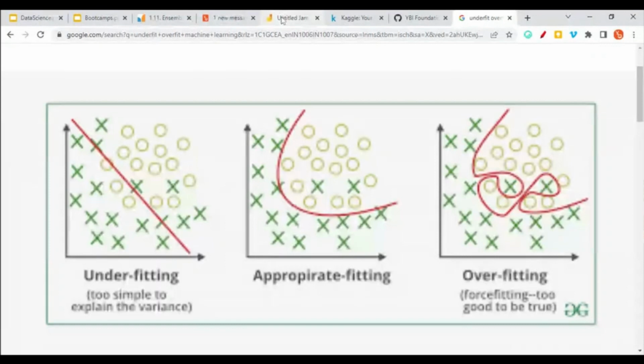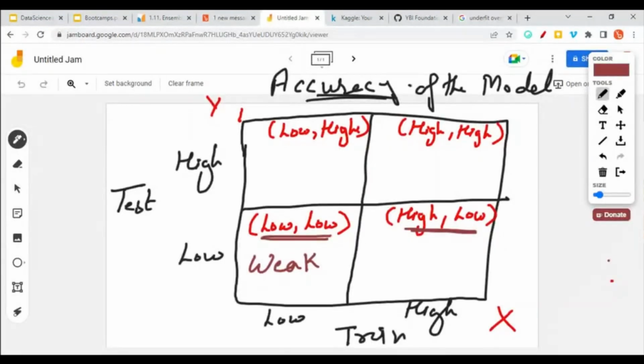So I am showing you some picture. Now tell me, what type of model is it? When you have high accuracy during training time, it means that the model is memorizing the data, but with poor or low accuracy in the testing. So here the model has actually overfit; it is an overfitting model. Hame weak model bhi nahi chahiye, hame overfit model bhi nahi chahiye.